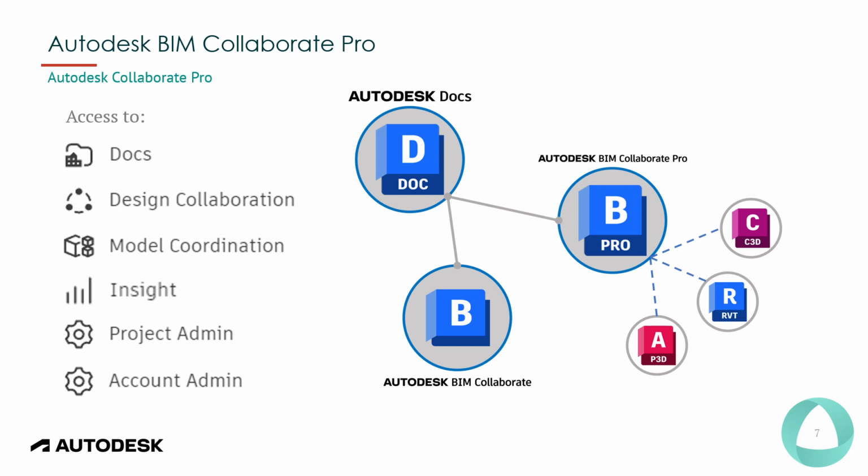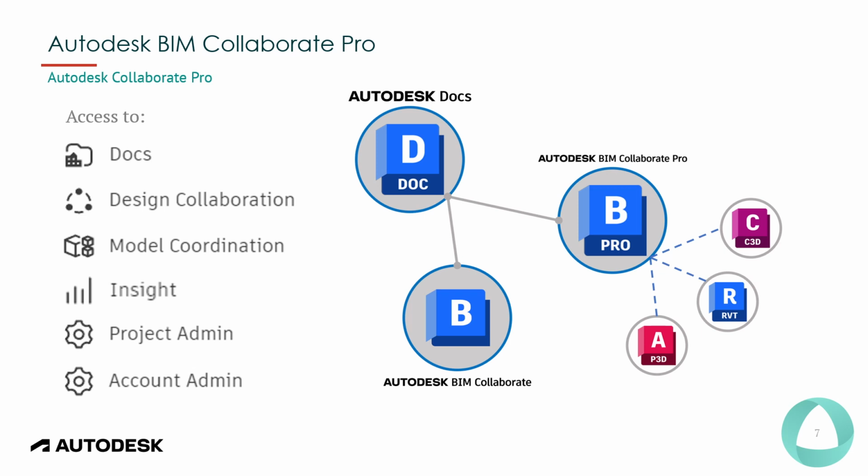Then we have Model Coordination, which provides you with a space to upload, review, and detect clashes between your latest set of 3D project models. You can do clash detection between the drawings of each discipline. With the Insights module, you have a visual of your collective project level data and analytics during the project lifecycle in a dashboard visualization.